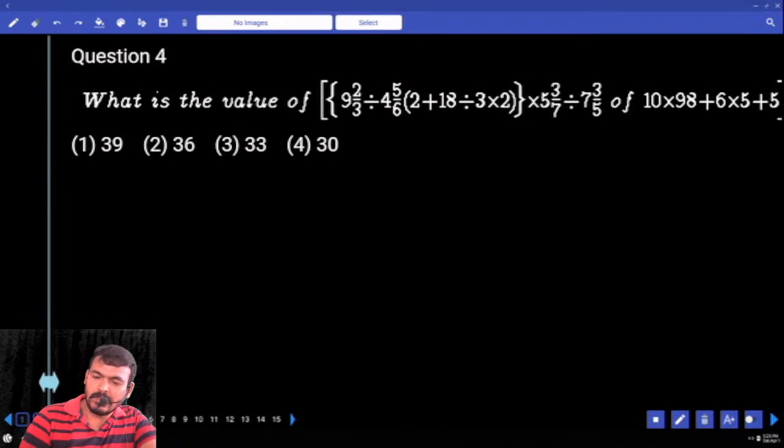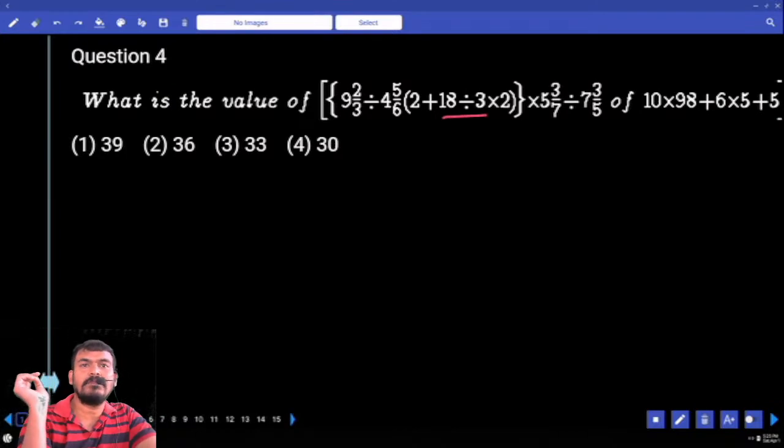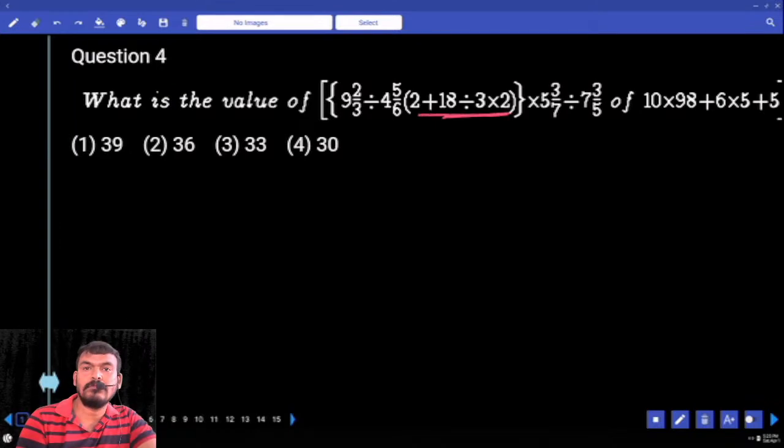Okay. First priority, bracket value. 18 divided by 3, 6. 6 into 2, 12. 12 plus 2, 14. This bracket value 14.